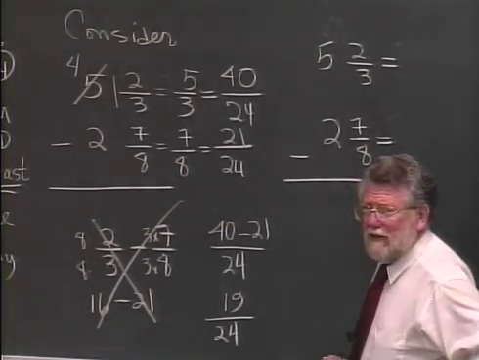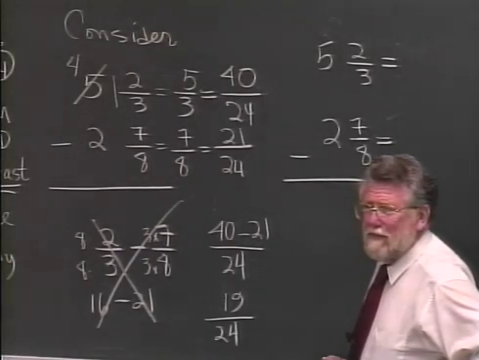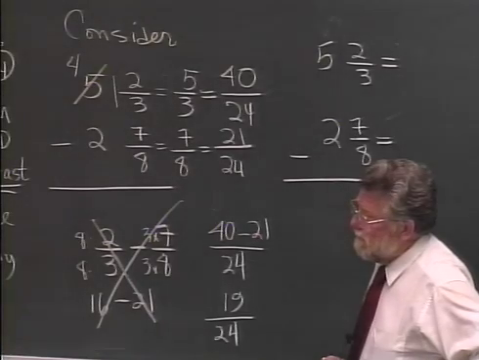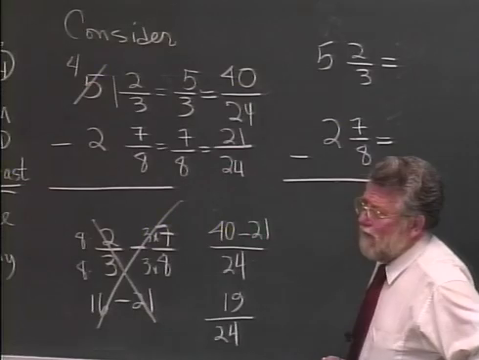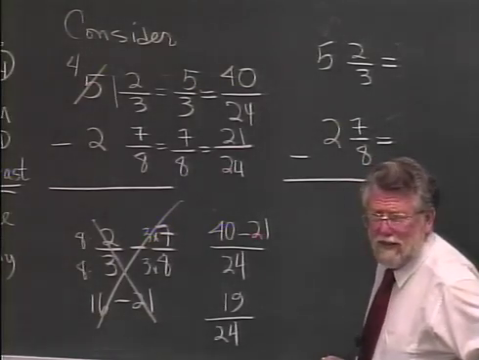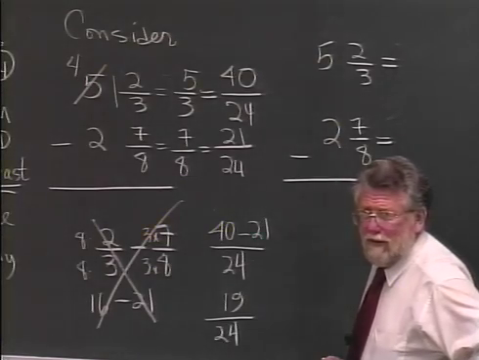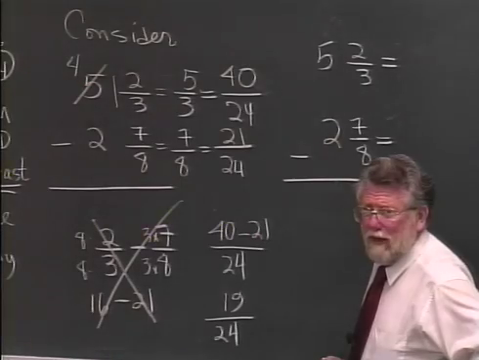You're happy with that answer. 19 over 24. Yeah, you should be upset with me. What didn't I do? Can it be reduced? 19's prime. The only things that will divide 24 are 3, 8, 2, 6, 4, but not a 19. It is reduced. You still should be upset with me.